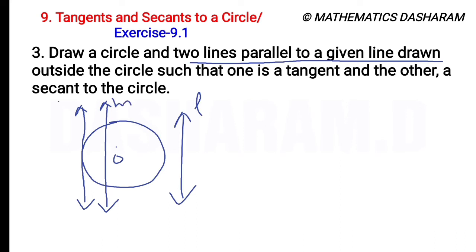L, here M, here N. So it is a tangent and it is a secant. So both are parallel to the given line L.